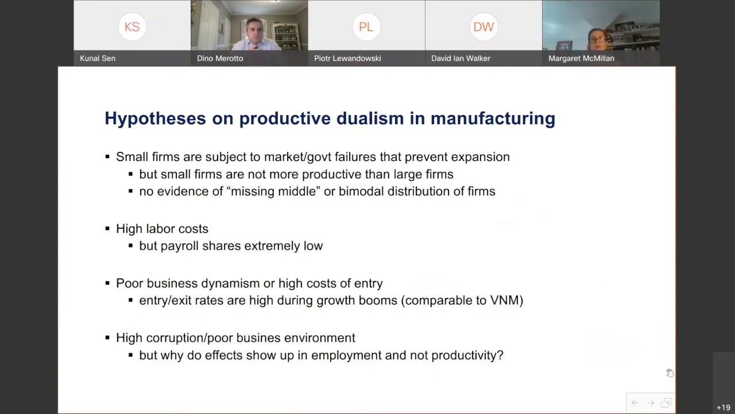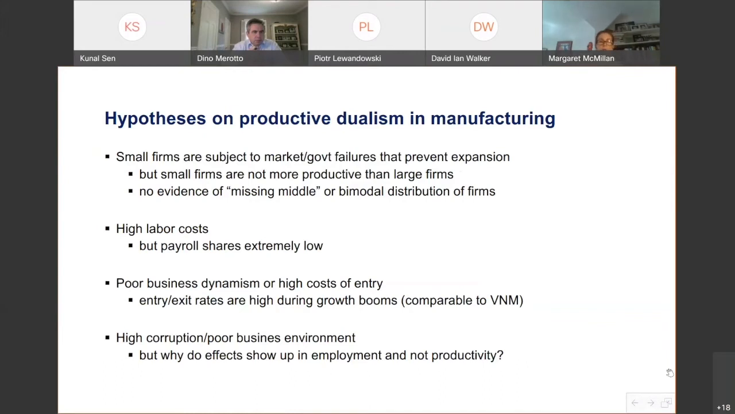So why is there this productive dualism in manufacturing? The standard explanations are that small firms are subject to market failures that prevent their expansion, but as we have shown, the small firms are not more productive than the large firms, and when we look at the firm size distribution, we see no evidence of a missing middle or bimodal distribution of firms.